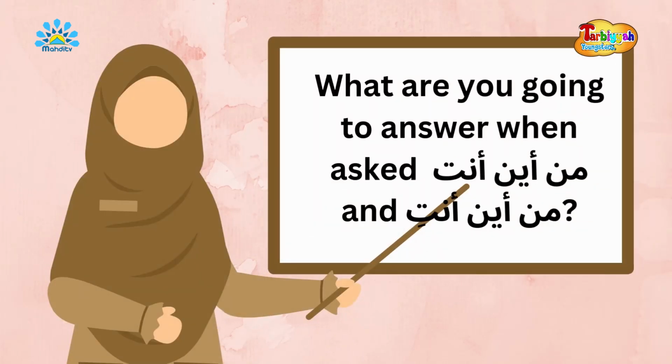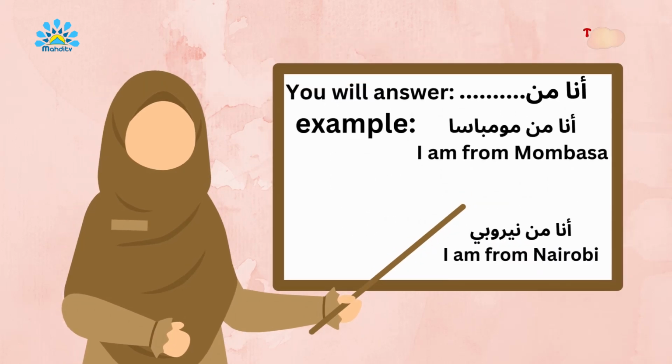And when you are asked Min aina anta or Min aina anti, what are you going to answer? You will answer Ana min dash. For example, you are from Mombasa, you will say Ana min Mombasa, which means I am from Mombasa. Or maybe you are from Nairobi, you will say Ana min Nairobi, I am from Nairobi.